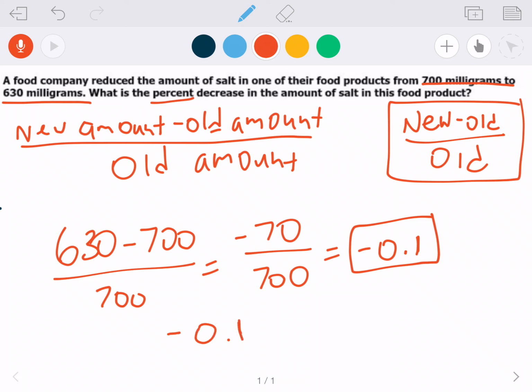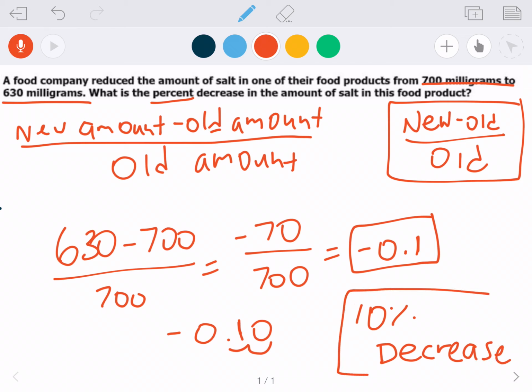If we want to change a decimal to a percent, we have to move the decimal 2 places to the right. So 0.1 actually becomes 10%, and we have a 10% decrease. The reason why it's a decrease, well, we know in the problem it tells us it's a decrease, but also when we solved our little formula, we got a negative decimal. That right there tells us it's a percent decrease.